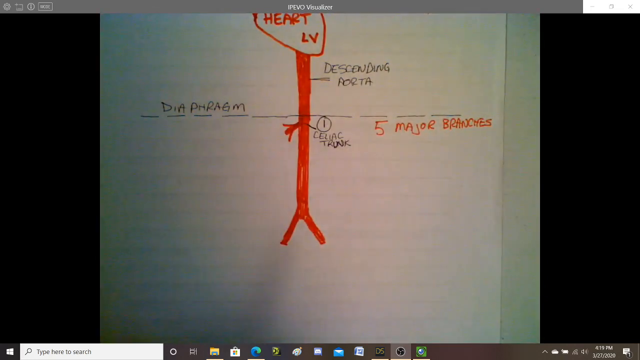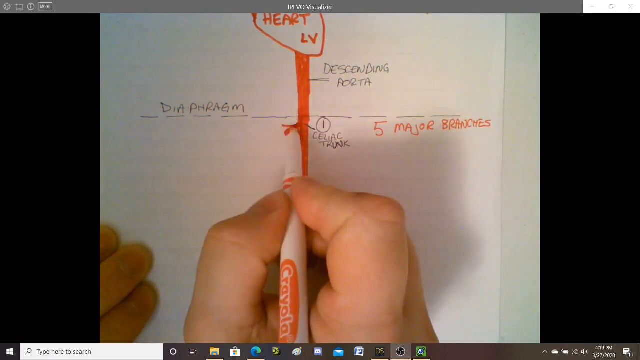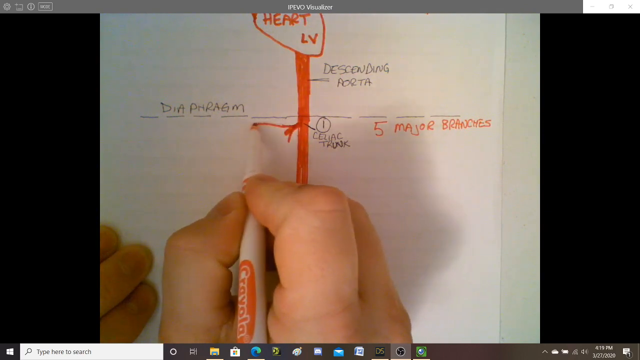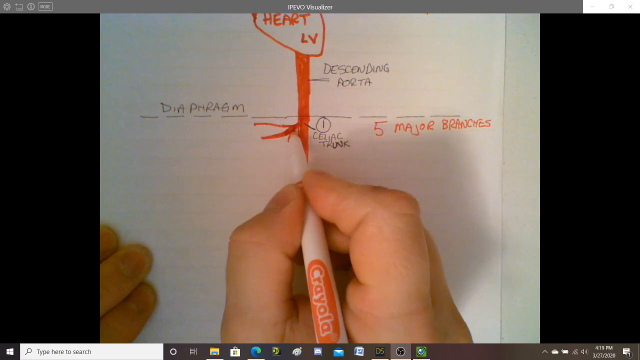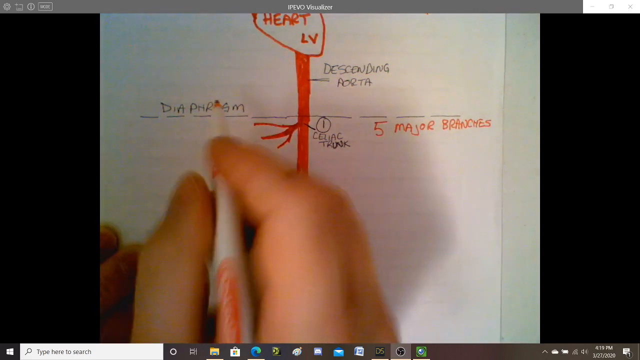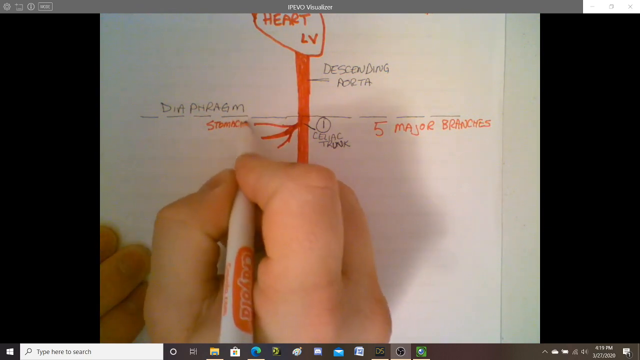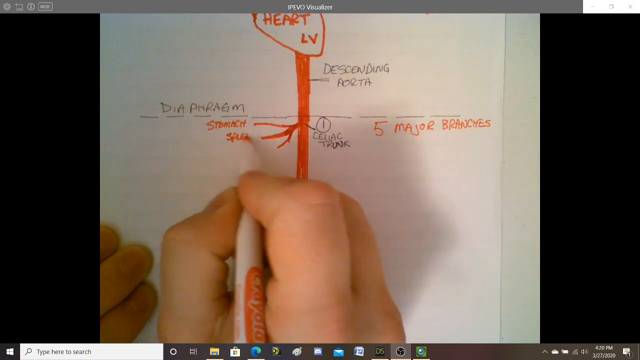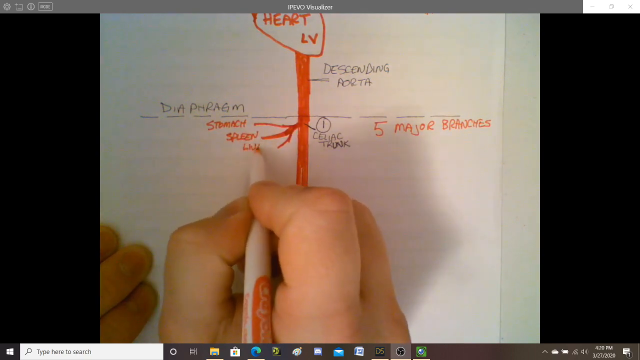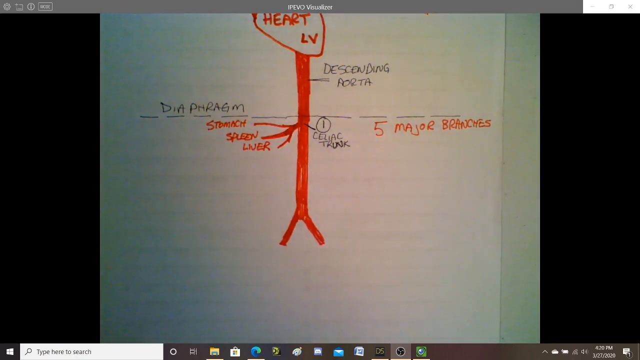Now, I might make this extra credit. The celiac trunk is going to feed blood to several places. So it's going to feed blood to your stomach, spleen, and liver. So the celiac trunk is feeding blood to those organs.